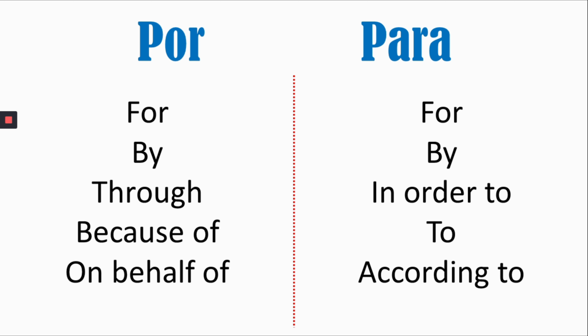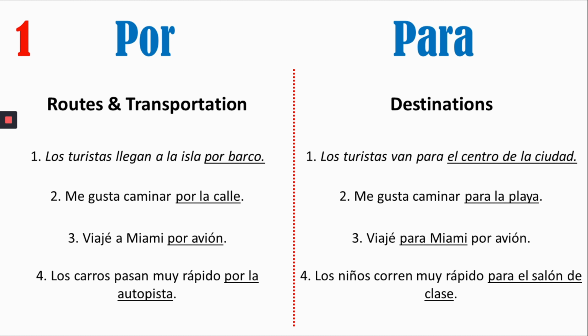Por could be translated in many cases as for, by, through, because of, on behalf of, and para can also be for. It can also be by. It could mean in order to, or just to, and according to. Okay? Number 1, por versus para. We will use por to describe routes and transportation.